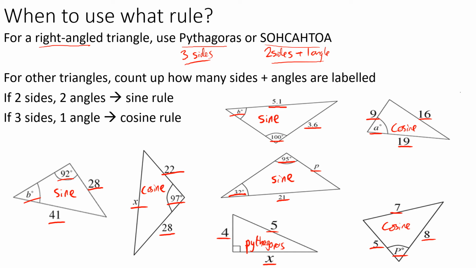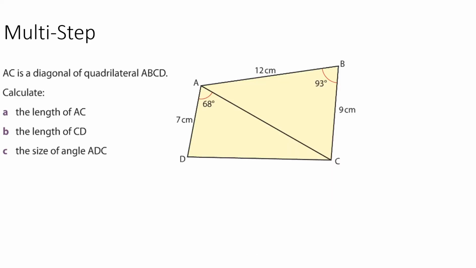So before you start one of these trig questions, if it's not obvious what you need to do, have a count of the number of sides and angles that are labelled and try and follow that idea. So let's jump straight in with an interesting question that uses more than one of these rules at once. It's probably worth reminding you of everything that we should know at this stage.